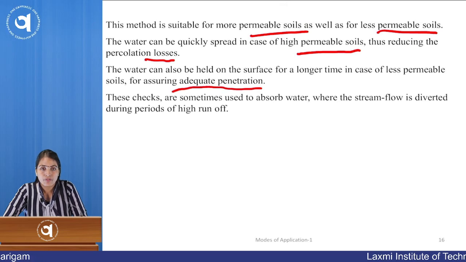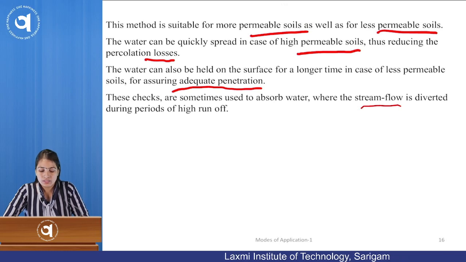for assuring adequate penetration. So these checks are sometimes used to absorb water where the stream flow is diverted during periods of high runoff. Like when a stream flows, when rainwater in the monsoon season is diverted during periods of high runoff, these checks are used to store the water as groundwater recharge.